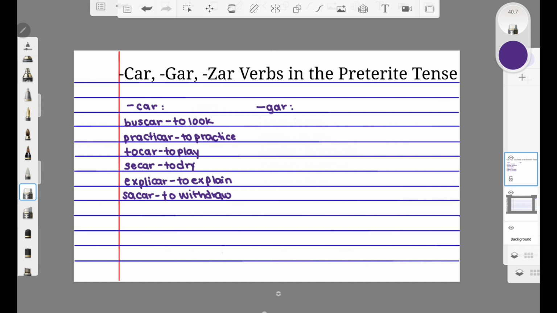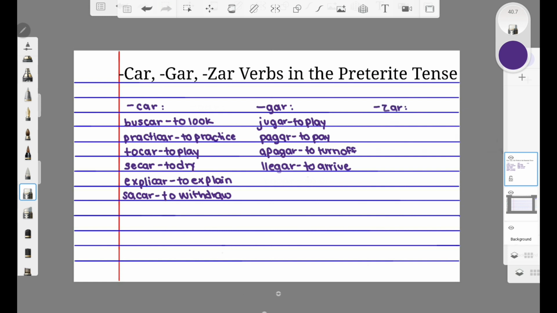Now let's look at some GAR verbs. Jugar is to play. And notice tocar and jugar have the same English definition, but they are different. Tocar is usually used for an instrument, like tocar la guitarra means to play the guitar, while jugar is usually used for sports. Pagar is to pay. Apagar is to turn off. So if you want to say to turn off the light, it's apagar la luz. And llegar is to arrive.